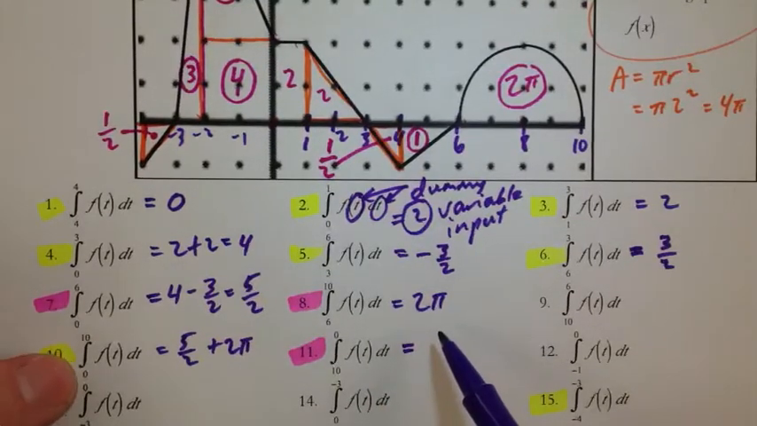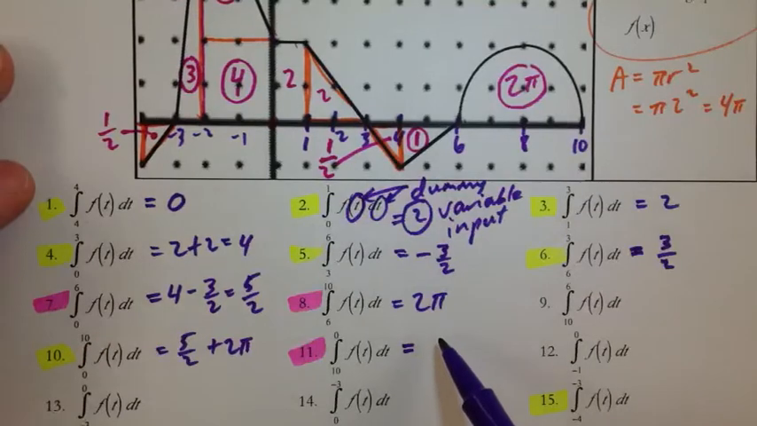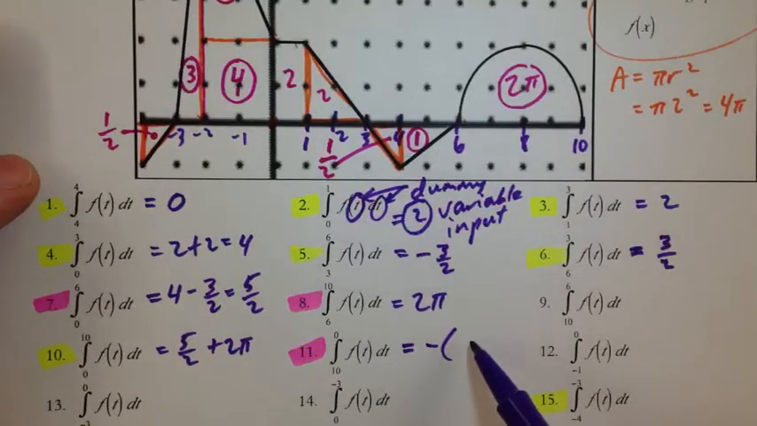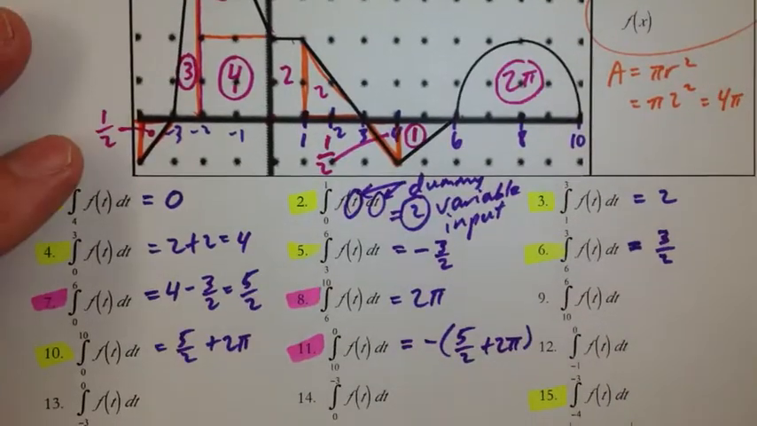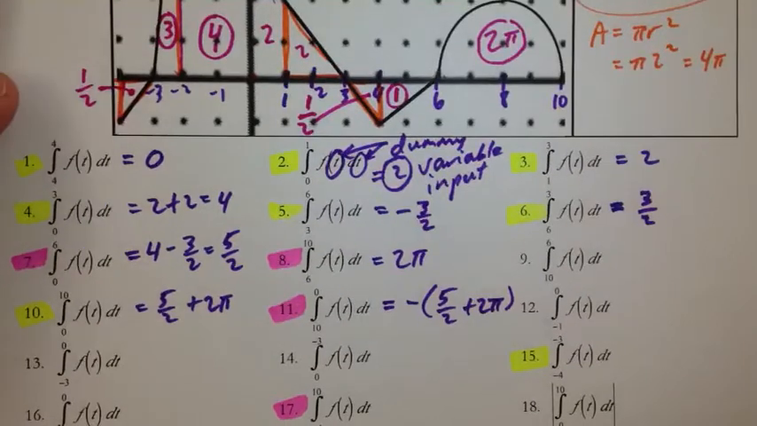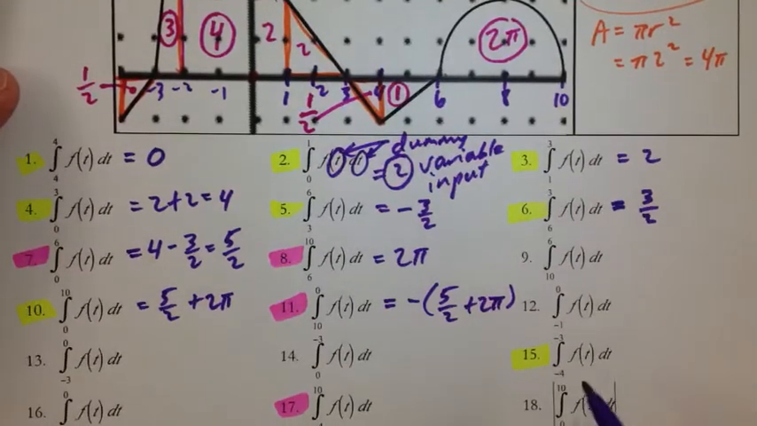We already just saw that from 0 to 10 is 5 halves plus 2 pi. So from 10 to 0 would be the opposite of that. If you distribute the minus sign, great job. If not, great job. All right, number 15, I'm going to do negative 4 to negative 3.